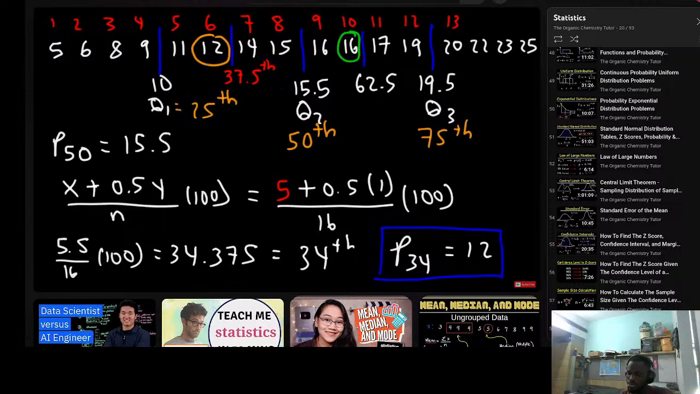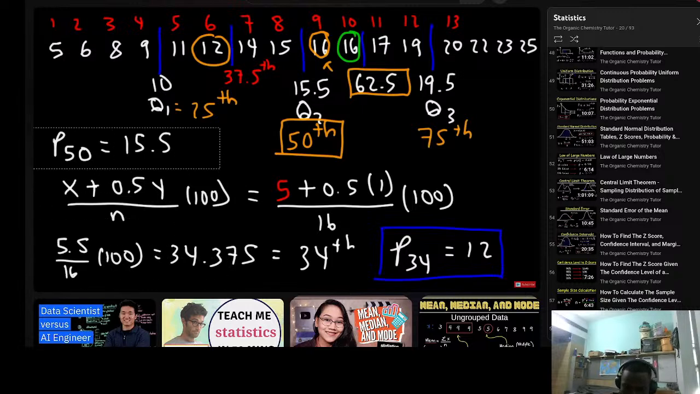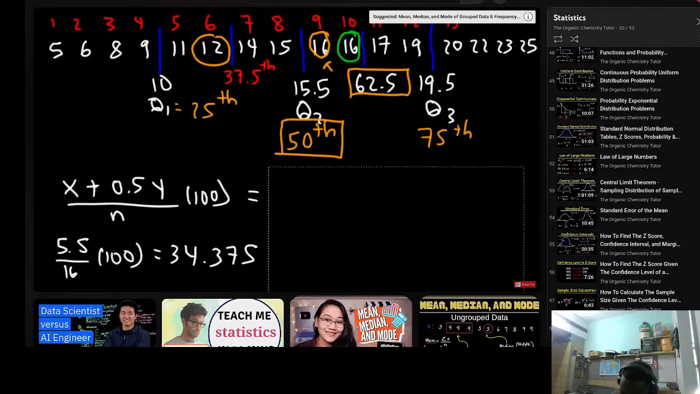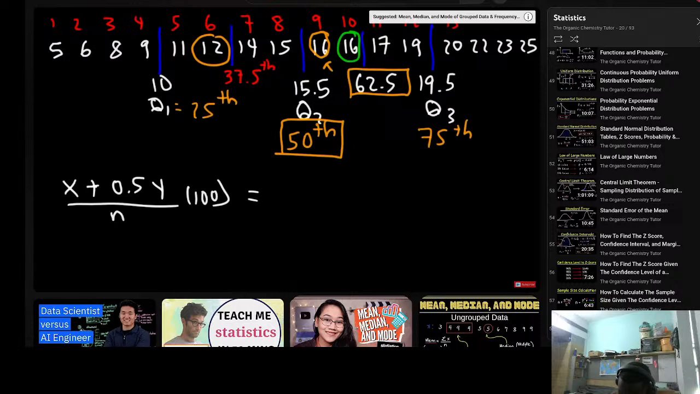Let's try another example. What about the number 16, the 9th data point in the list? What is the percentile that corresponds to that number? Now we know it's going to be between 50 and 62.5. But feel free to pause the video and calculate the answer. There's no need for me to retype that formula. So P of what subscript number is equal to the first 16 that we see?